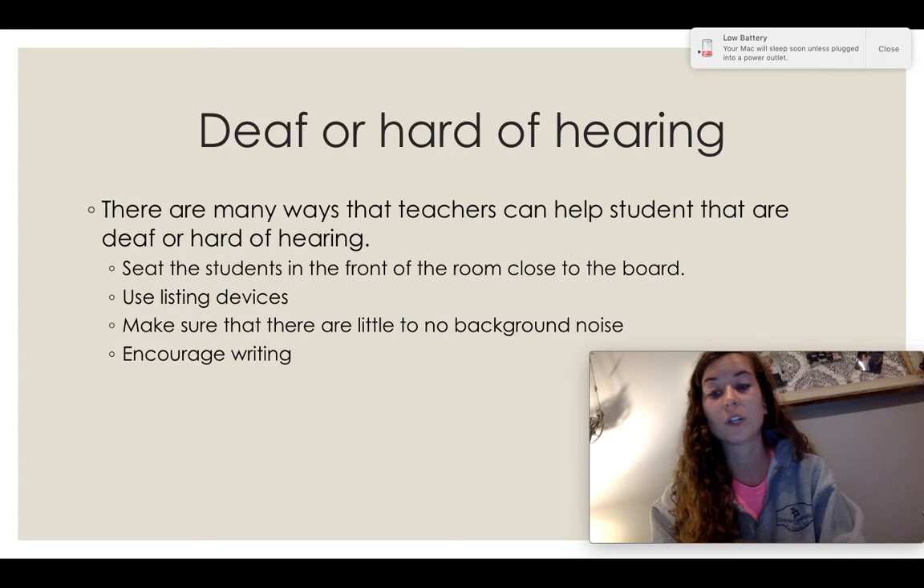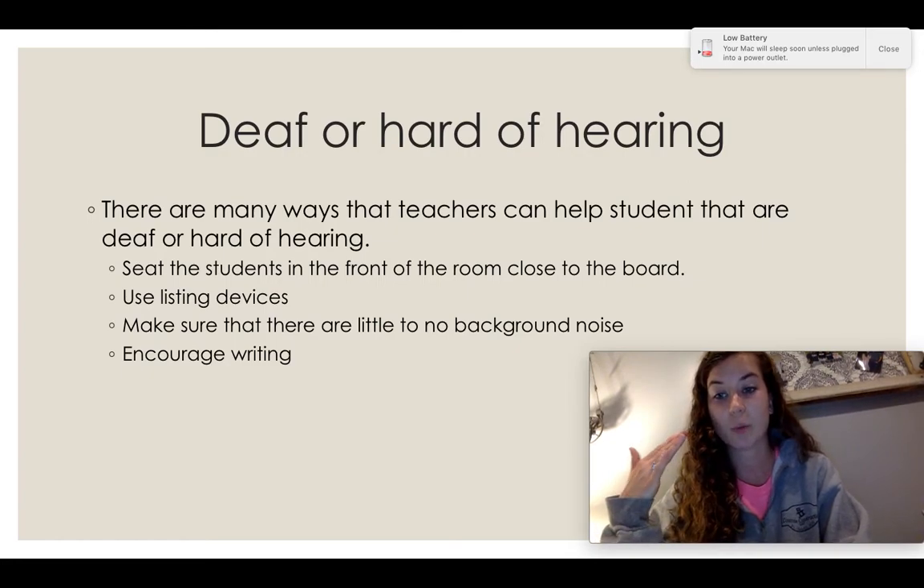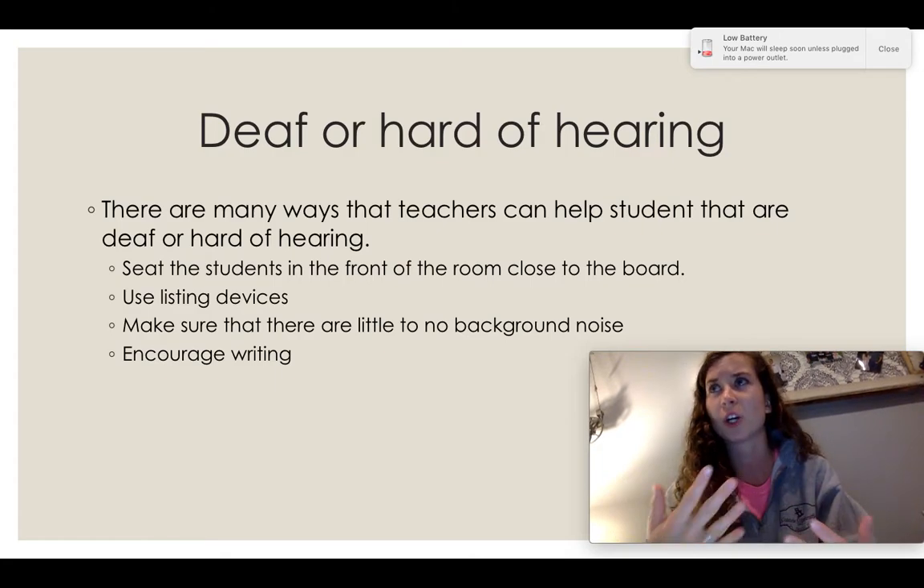Make sure there's little to no background noise. That's very important because for people that are deaf or hard of hearing, background noises tend to make it even harder for them. And encourage writing. If they can't say it or they don't understand, encourage them to write it, and you can help them in that way. You can write back to them, whether that's on the board, a sheet of paper, or their own whiteboard, anything like that.